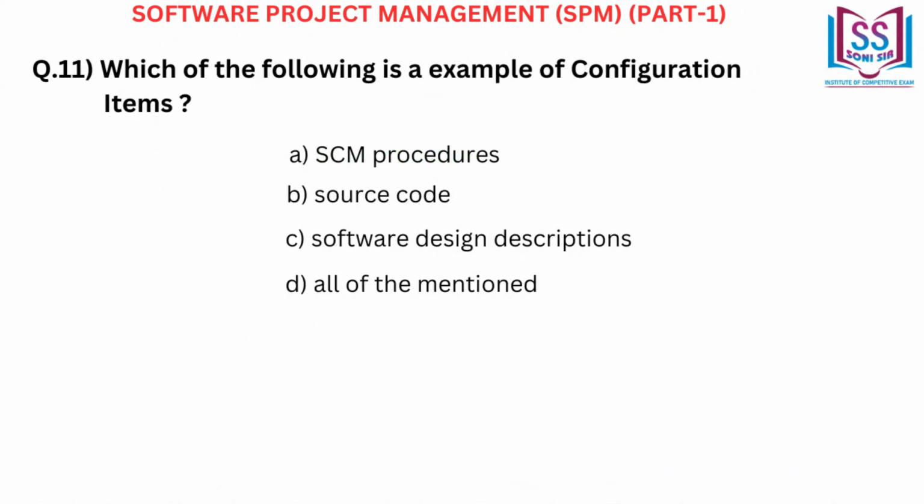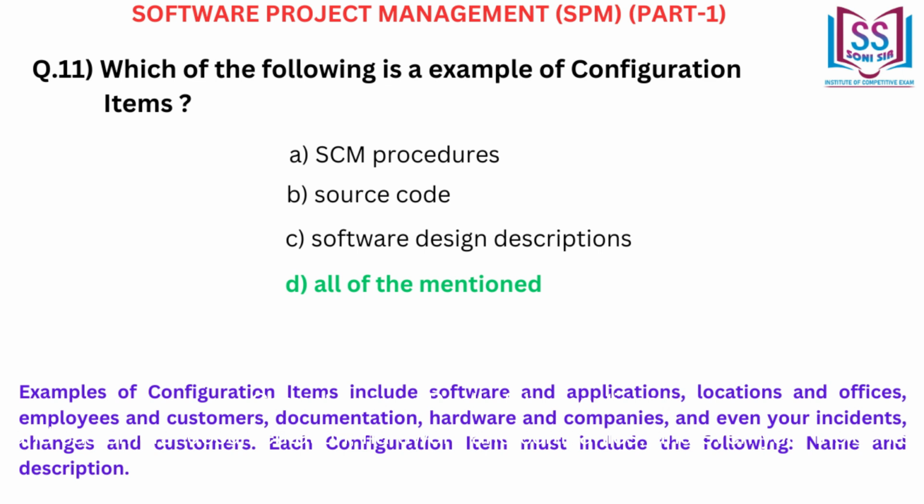Which of the following is an example of configuration items? A. ASCII procedures. B. Source code. C. Software design descriptions. D. All of the mentioned. Correct answer D. All of the mentioned. Examples of configuration items include software and applications, locations and offices, employees and customers, documentation, hardware and companies, and even your incidents, changes and customers. Each configuration item must include the following name and description.